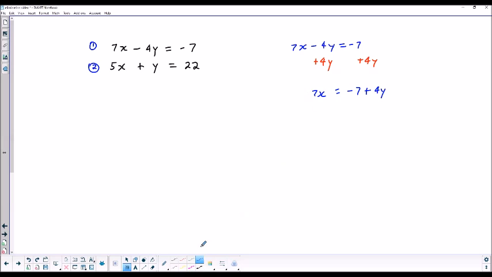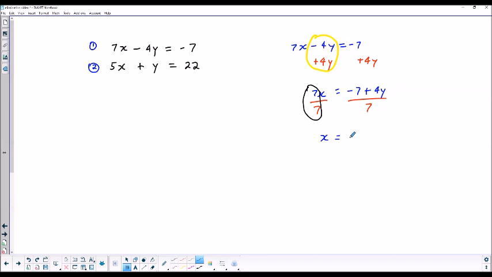So that's creating a 0. I created a 0 here on the left side, so that follows the rule. I've eliminated negative 4y here, and now I want to create 1. So I'm going to divide both sides by 7. Here I'm creating 1 by dividing 7 by 7, and so I'm left with x equals. So far, so good.